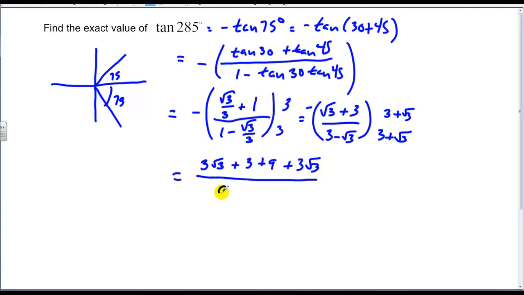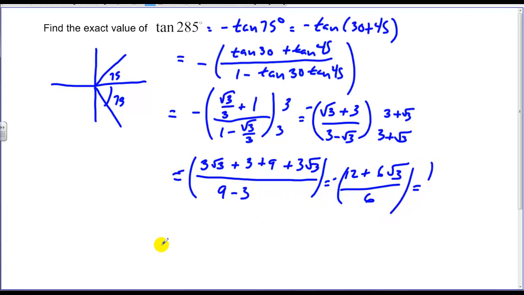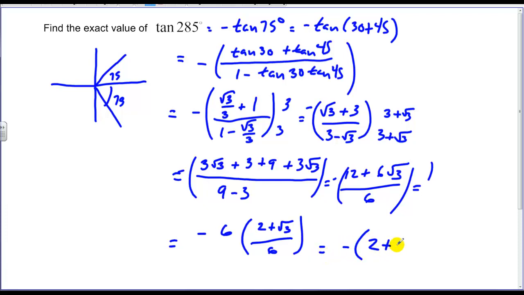over 9 minus 3, which is equal to 12 plus 6 root 3 over 6. And we're keeping in mind once again that all these are the opposite. So if I factor out a 6, I have the opposite of 6 times 2 plus root 3 over 6. 6's go, so this is the opposite of 2 plus root 3. Tangents are messy. That's all there is to it.